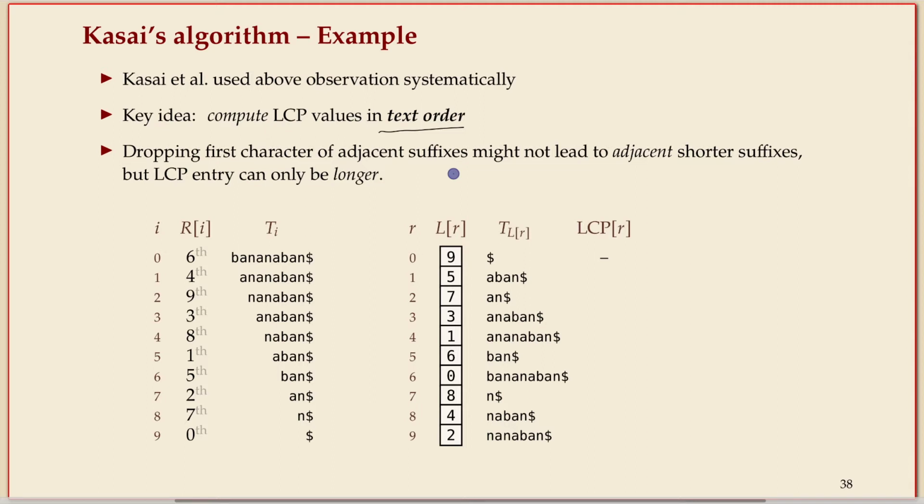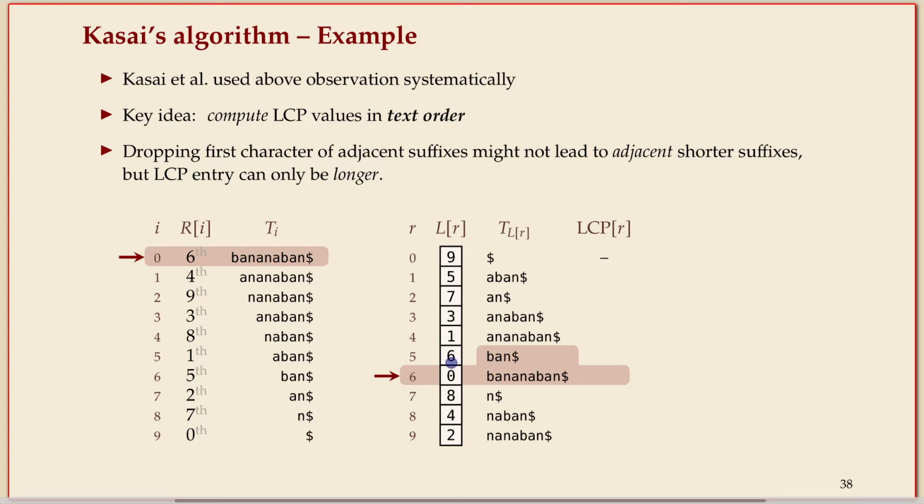And then we can drop the first character. This might not be directly what we need, but we can make sure that we don't throw away knowledge. I think this is clearest in the example. So we go through the suffixes in text order. We start with the one that starts at position 0. We use the rank array to see that this occurs at position 6 in the sorted list. That tells us which LCP value we're actually trying to compute first, because it must be the one between this suffix and its predecessor in sorted order.